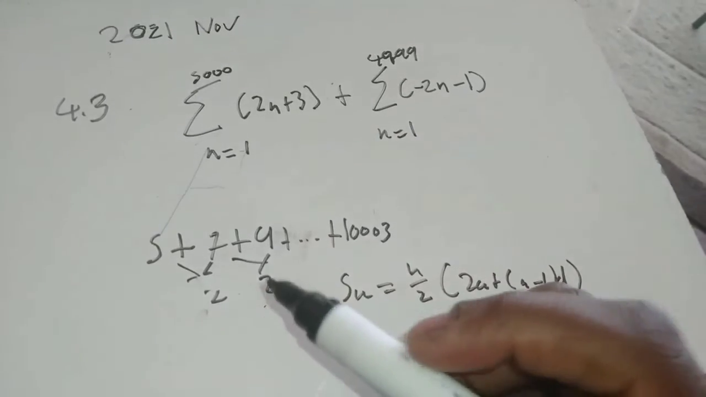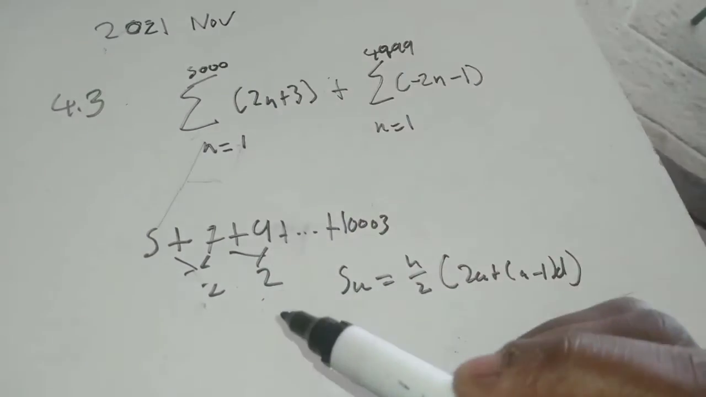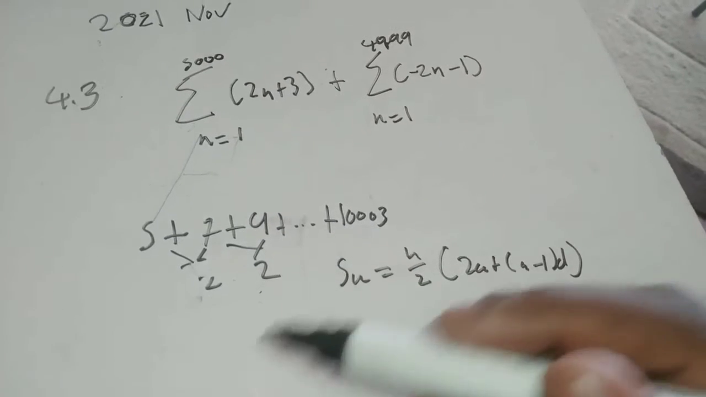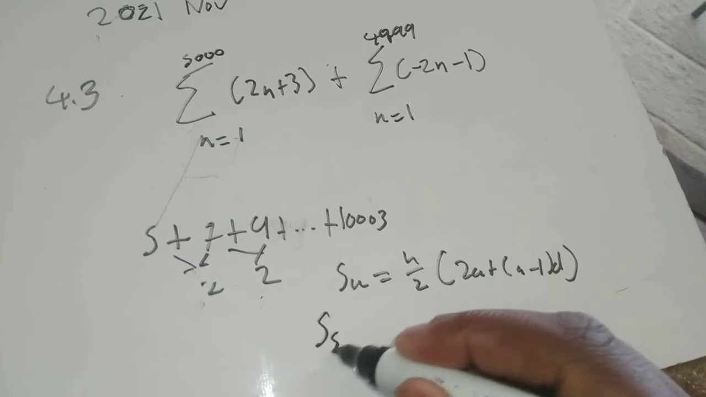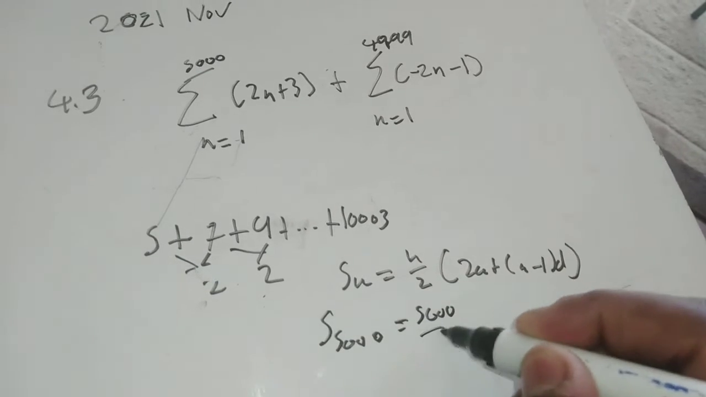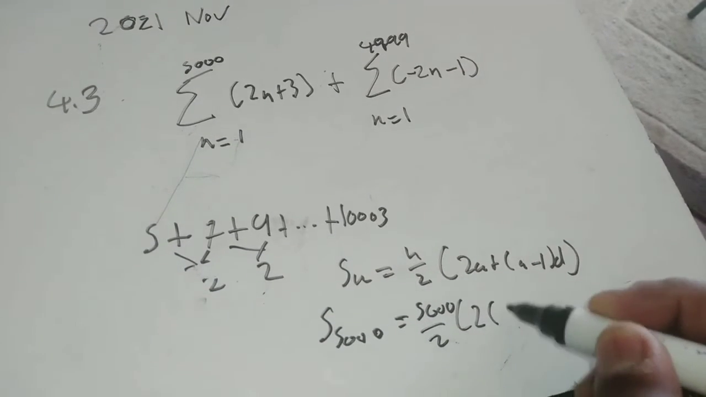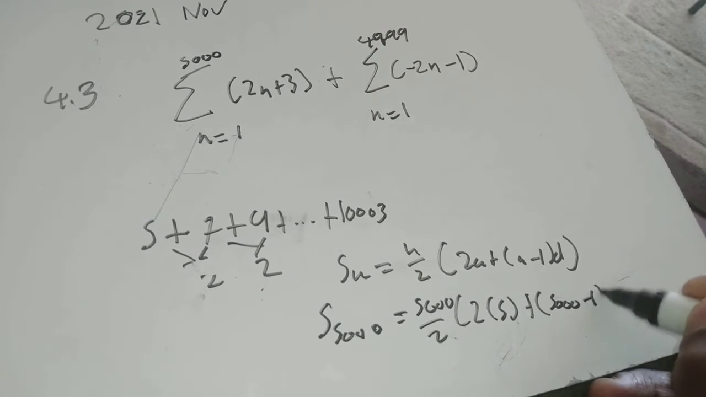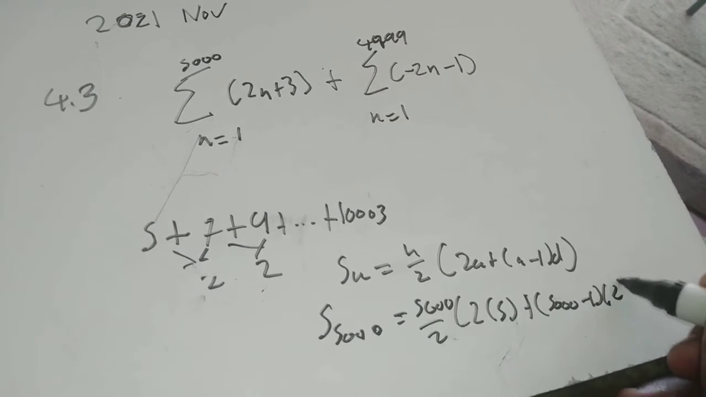So let's figure out how many terms there are. It's always top minus bottom plus 1. So 5,000 minus 1 is 4,999 plus 1 is 5,000 again. So the sum of 5,000 terms equals 5,000 over 2 into 2 times a, where our a is 5, and our n is 5,000 minus 1, and our d is 2.